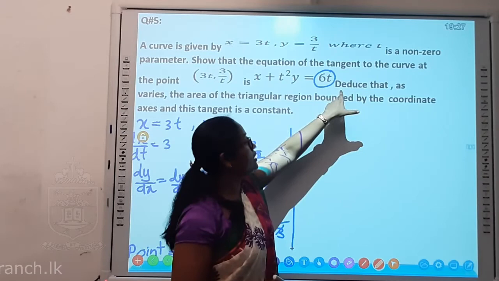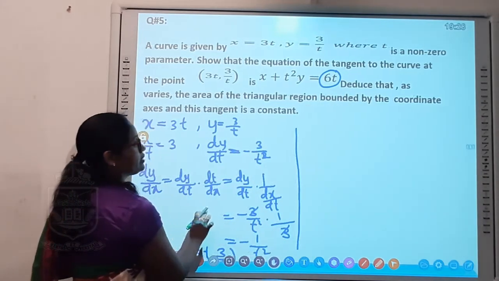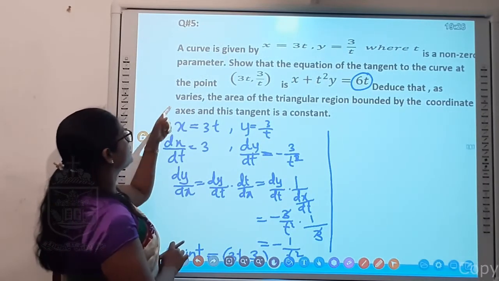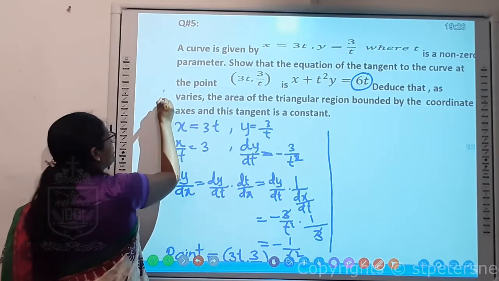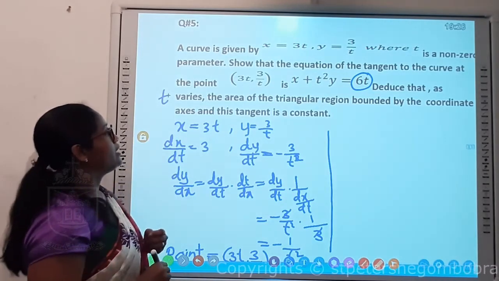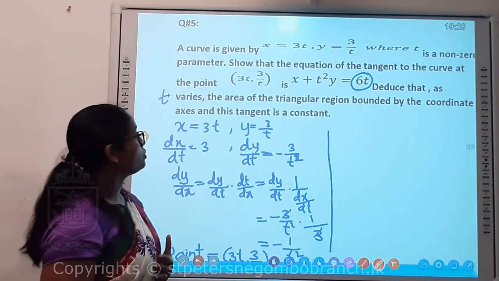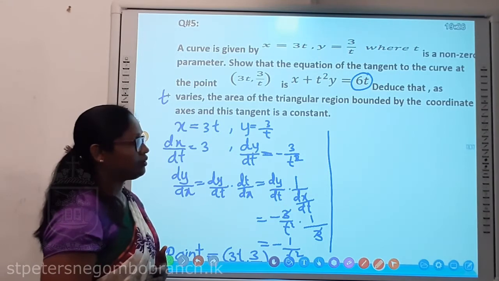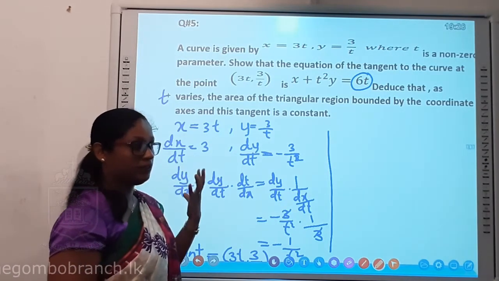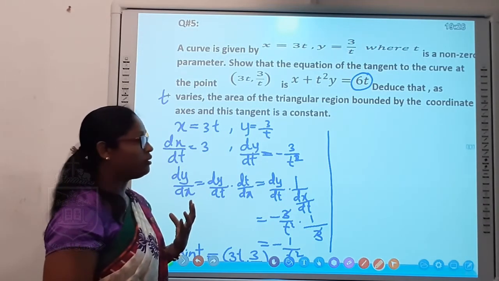You start from here. Deduce that as t varies. Here the letter should be t. T varies, the area of the triangular region bounded by the coordinate axes and this tangent, right? Okay, now we should have a geometrical figure to find this. We're going to find an area of a triangular part.